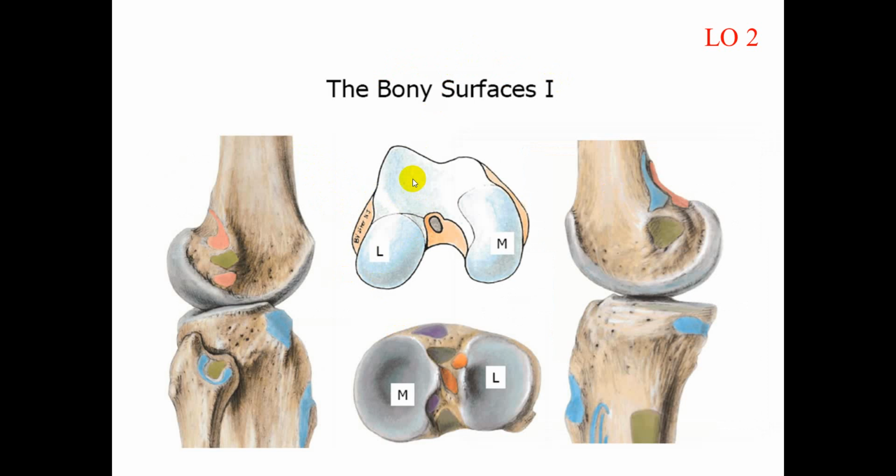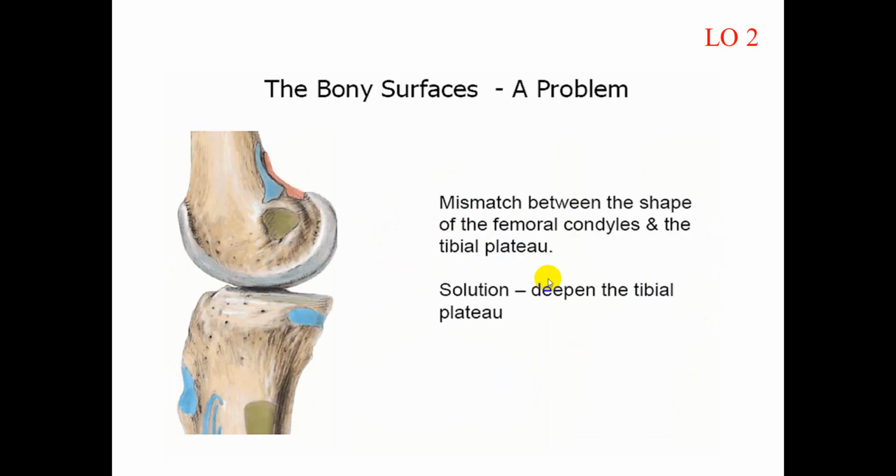This is the bone. As you see, this is the femoral condyles, the medial and lateral femoral condyle, and these are the tibial condyles, and you see there is some mismatch between the femoral and tibial condyles. How is this mismatch solved? We need to deepen the tibial plateau to accommodate the femoral condyle, and this is the function of the menisci. We will see it in the next slide.